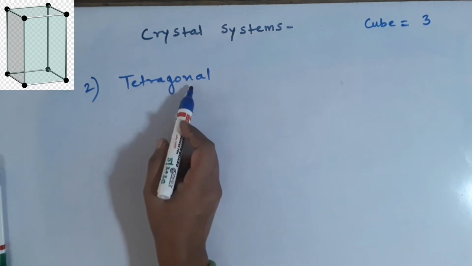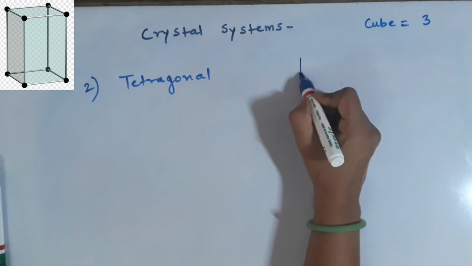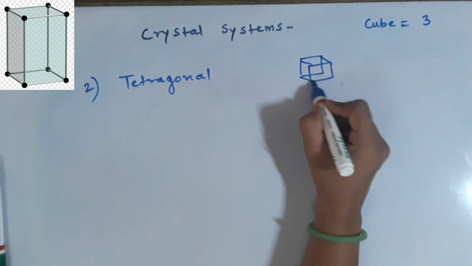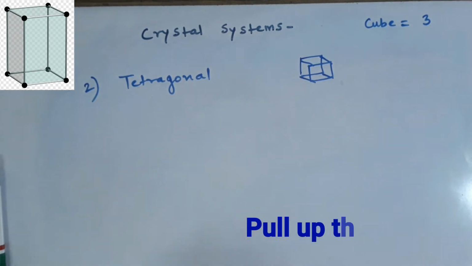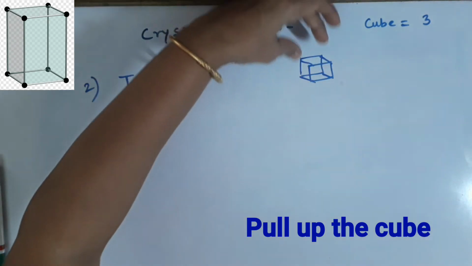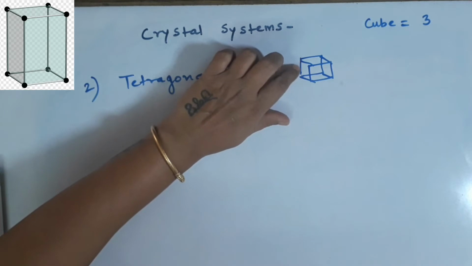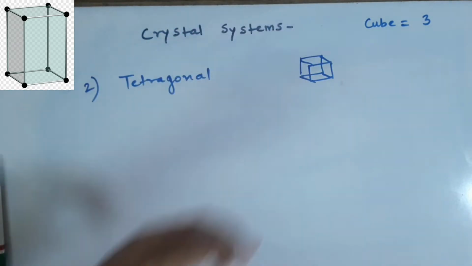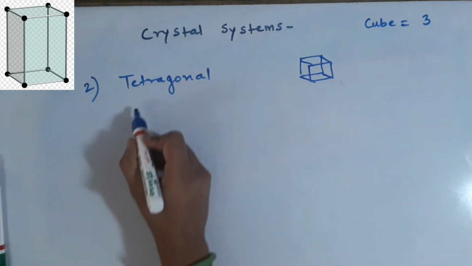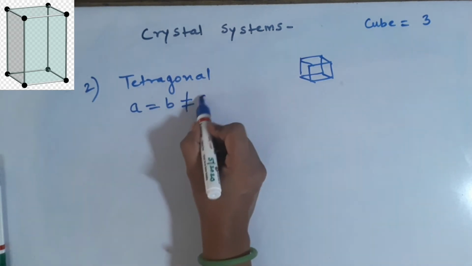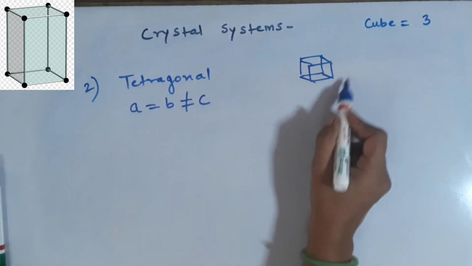The second type of crystal system is tetragonal. A tetragonal system is simply a cube which has to be pulled in this manner from the top. When you pull it up, one of the sides becomes longer. So just have to pull it up. So in tetragonal system, we'll have A equal to B but not equal to C.